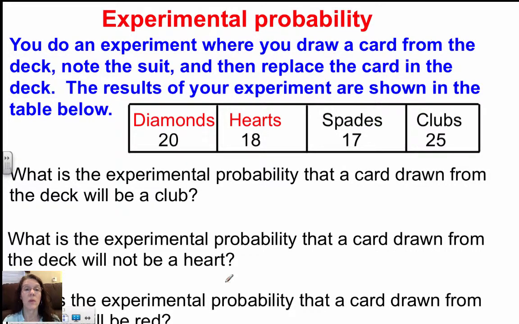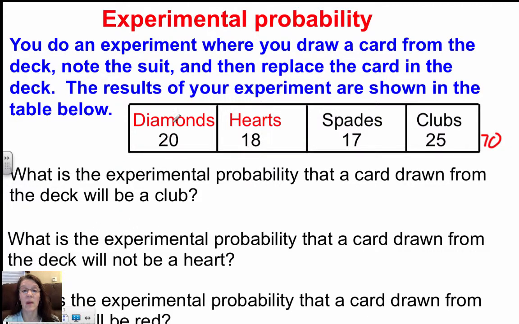What you see before you is an example of experimental probability. We drew some cards out of a deck of cards. When we did that, we did it several times. Let's see if we can figure out how many times we did it. Looks like 20 plus 18 plus 17. Well, 18 and 17 is 35. 35 and 20 is 55. Looks like we did it a total of 70 times. So we drew the cards 70 times.